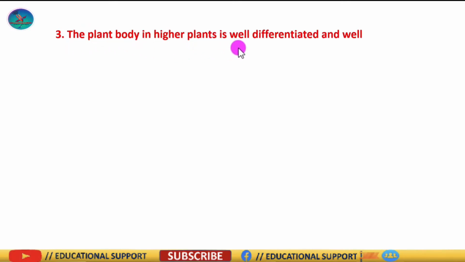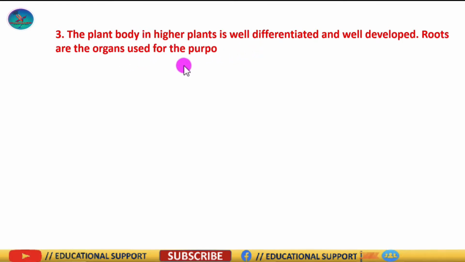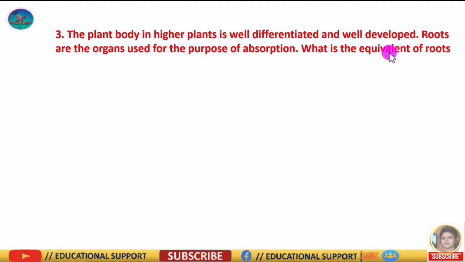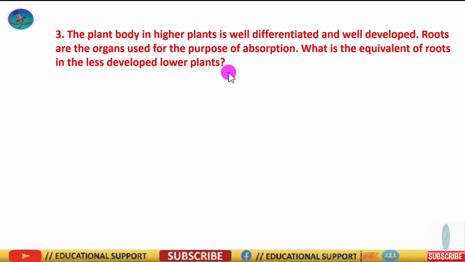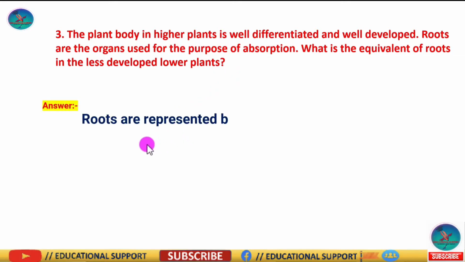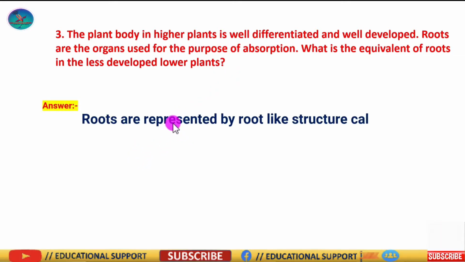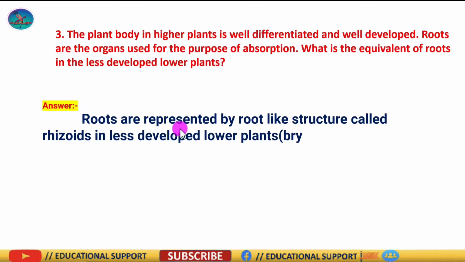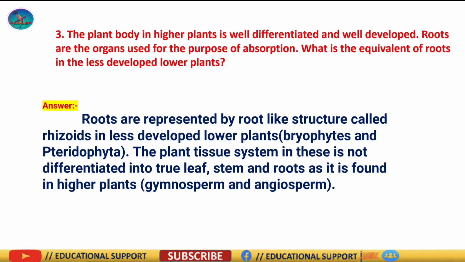Question number 3 is, the plant body in higher plants is well differentiated and well developed. Roots are the organs used for the purpose of absorption. What is the equivalent of roots in the less developed lower plants? So root-like structures called rhizoids are present instead of roots for the purpose of absorption in lower plants such as the bryophytes and the pteridophytes.